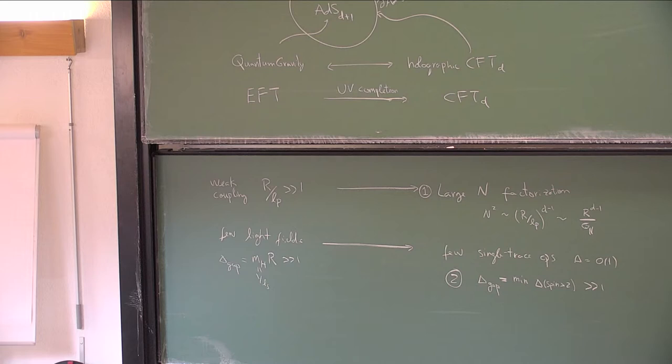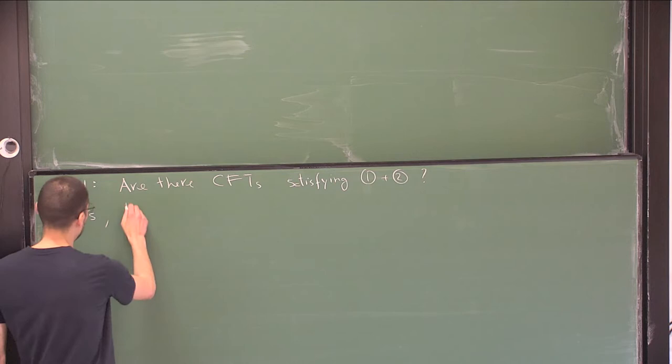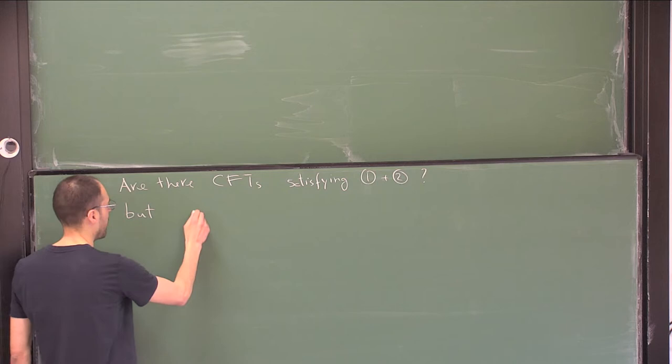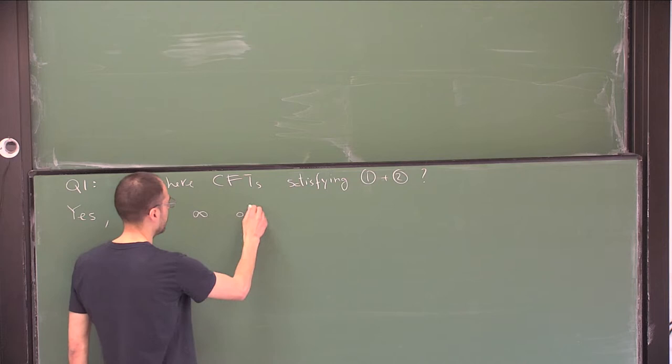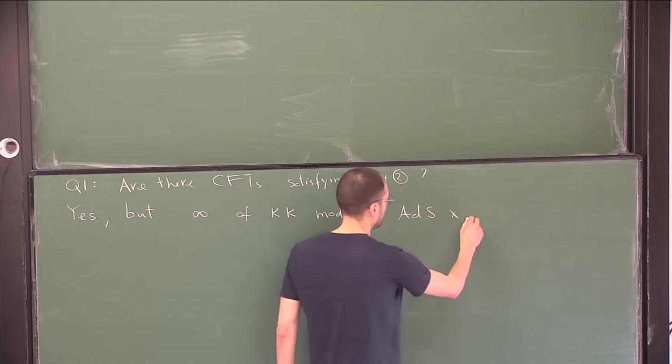Of course, we know some. So the answer is yes, but you already have to be a bit more flexible. As I mentioned, you have an infinite number of these light fields, an infinite number of KK modes, because all the examples we know come from AdS times some internal space, right?